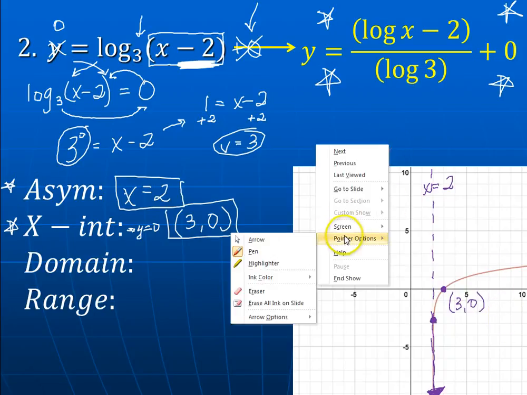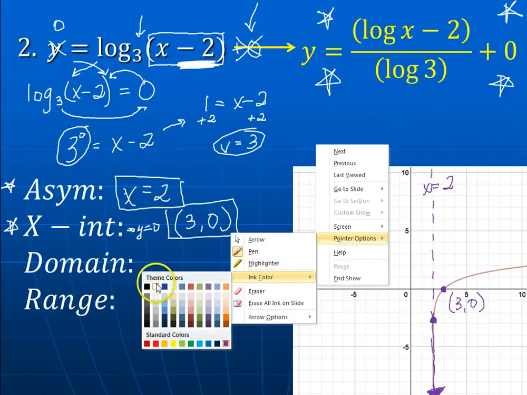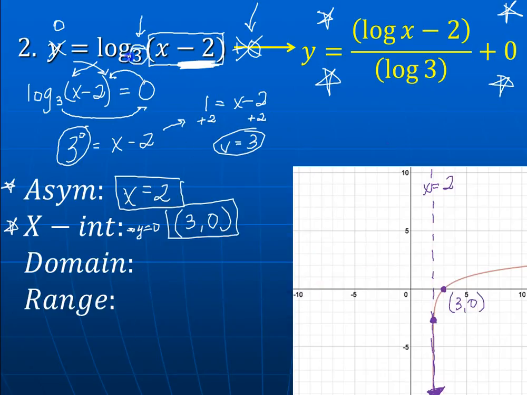Now, next thing I want to reference before I even do domain and range, my base, come back up here, was a 3. So when I think about that, that is greater than 1. So this should be a growth. We'll look at our picture. We start low, we go high. So that is a growth.